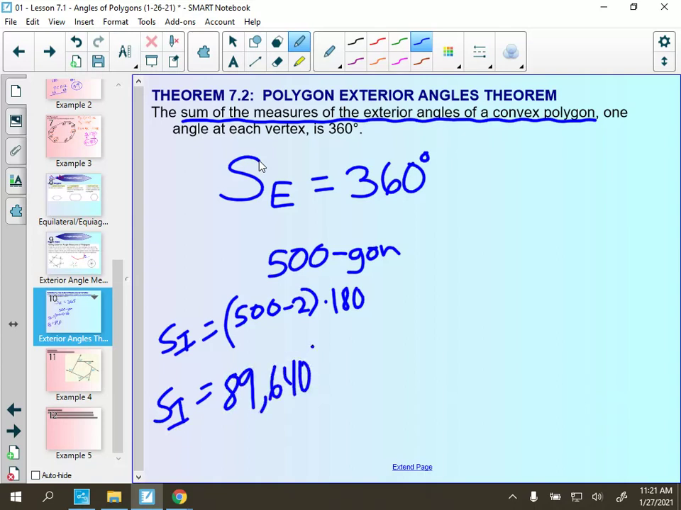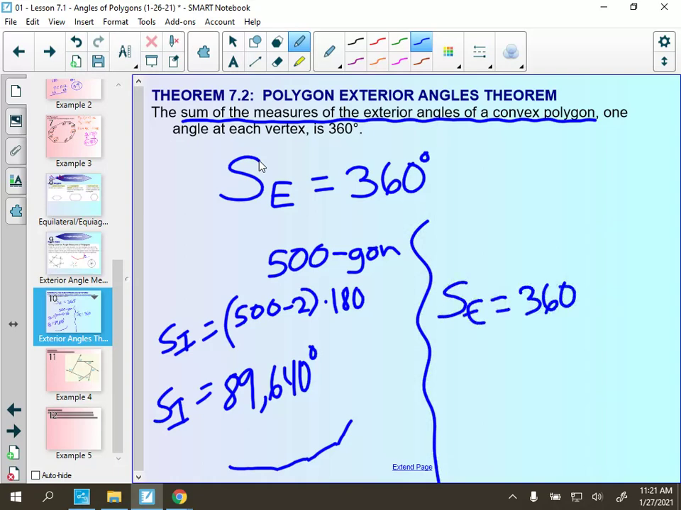89,640 degrees. Huge. Each one of those angles is going to be almost a straight line. They're so obtuse. I can't sketch 500 sides, but without doing a single calculation on that 500-gon, I know that the sum of the exterior angles is 360 degrees. And hopefully that kind of makes sense.